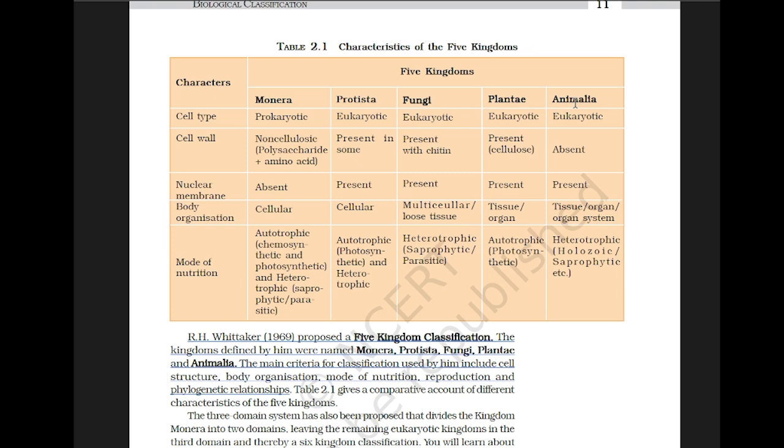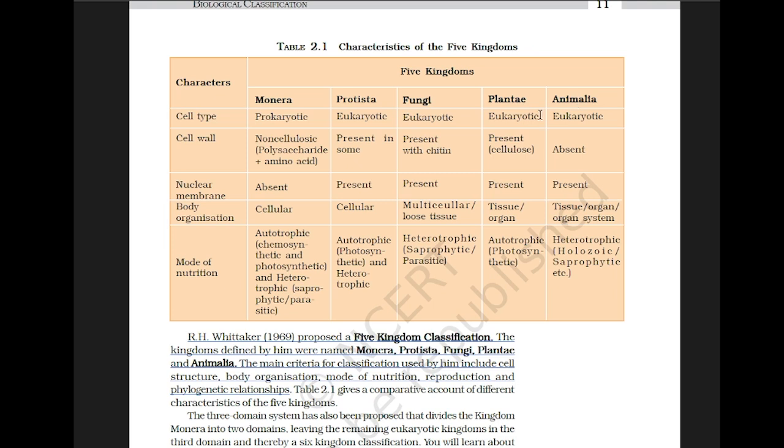First one, kingdom Monera, which includes the prokaryotic organisms. Second one, kingdom Protista, which includes the unicellular eukaryotes. And kingdom Fungi, which includes the multicellular decomposers. And kingdom Plantae, the multicellular producers, which means plants, photosynthetic organisms. And kingdom Animalia, the kingdom of multicellular consumers, including human beings. That is the 5-kingdom classification.